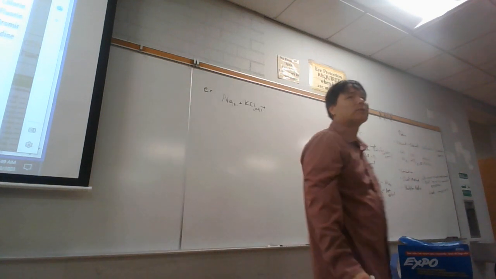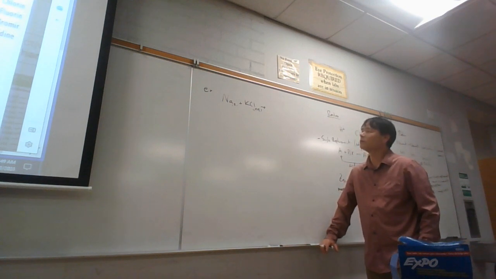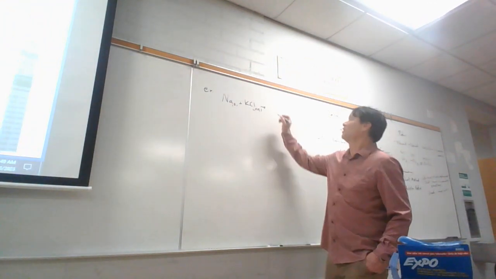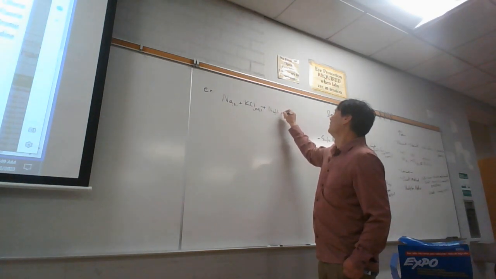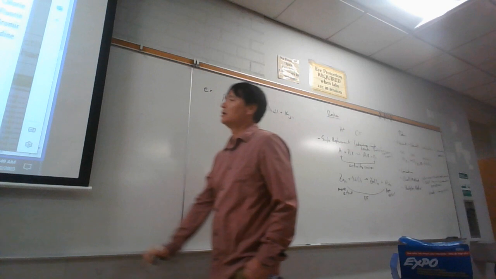When you look at this reaction, what do you think? Shouldn't be too hard. Sodium plus potassium chloride, that's A plus BX. What does this yield? Sodium chloride plus potassium. Sodium chloride plus potassium. And then we look at this.